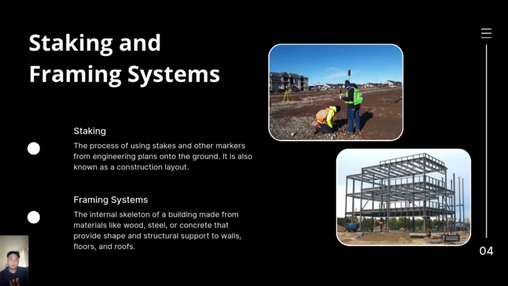Staking and framing system. Staking is the laying out of the building plan on the ground, while the framing system is the internal skeleton, mostly made of wood, steel, or concrete, that gives shape and support to the building.